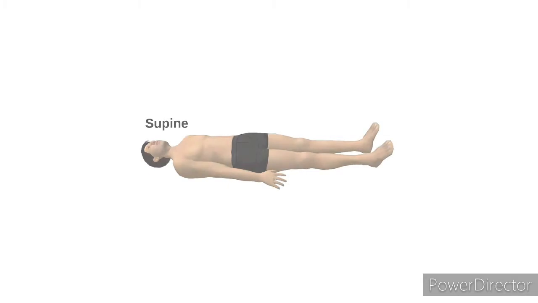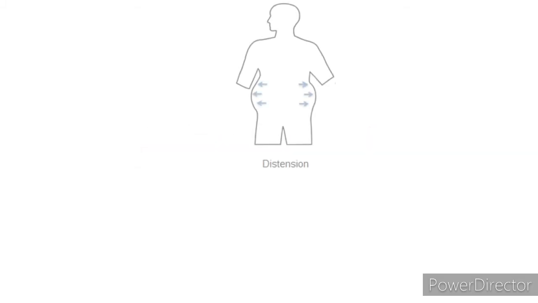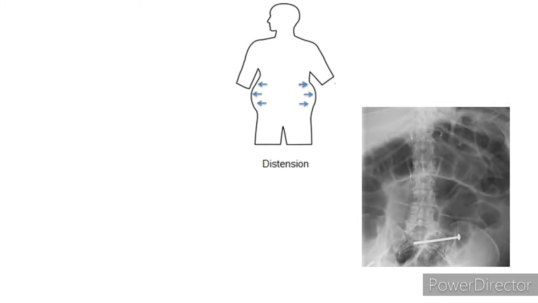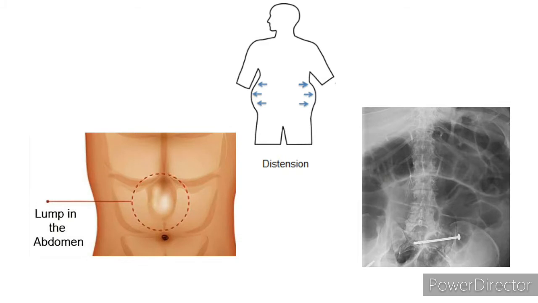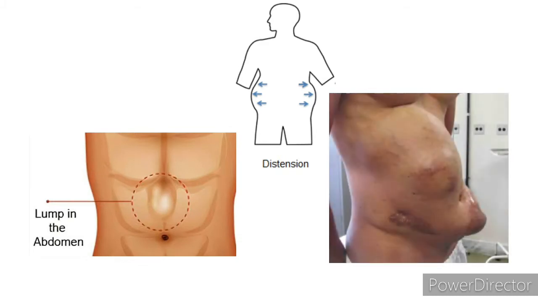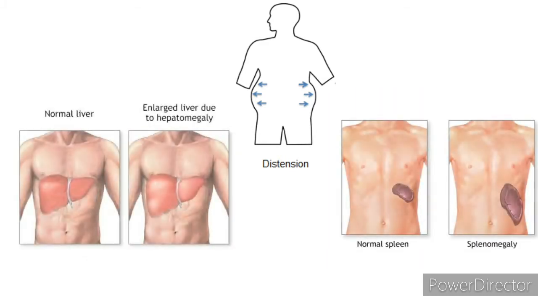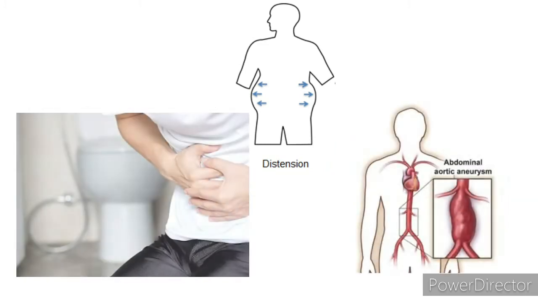It is important to begin with the general examination of the abdomen with the patient in a completely supine position. The presence of any of the following signs may indicate specific disorders. Distension of the abdomen could be present due to small bowel obstruction, masses, tumors, cancer, hepatomegaly, splenomegaly, constipation, abdominal aortic aneurysm, and pregnancy.